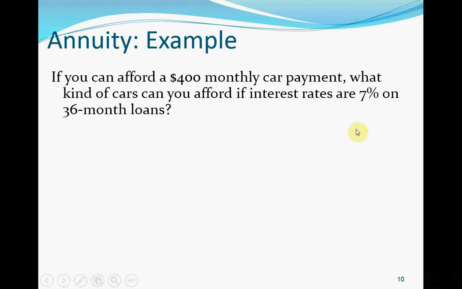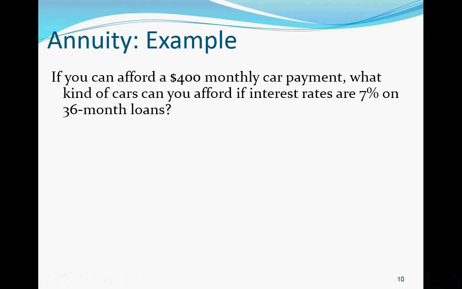Okay, so the next example is a bit more challenging. You are making monthly payment instead of annual payment. However, the interest rate is counted as an annual rate. So this practice says if you can afford a $400 monthly car payment, what kind of car can you afford if interest rate are 7% on 36-month loans?